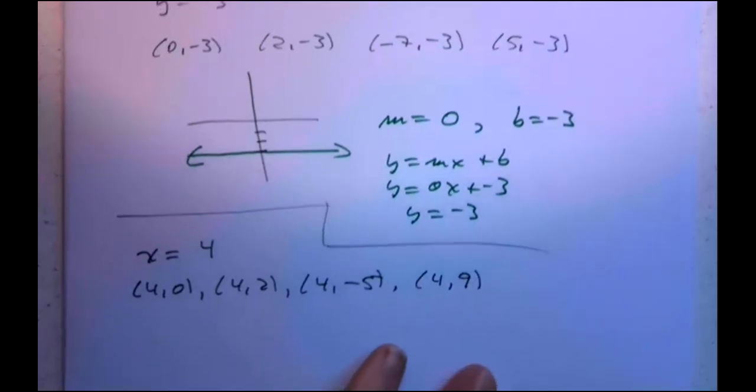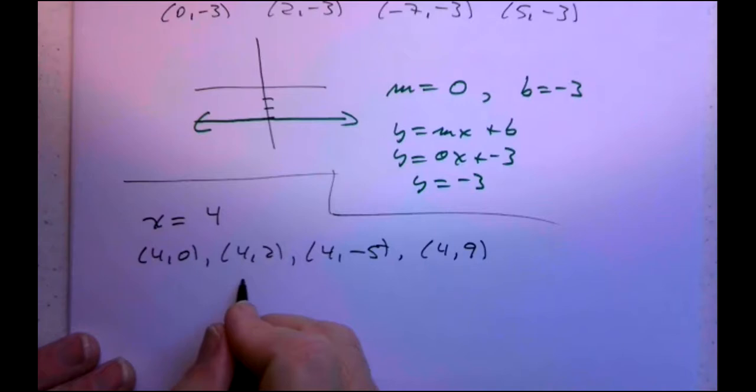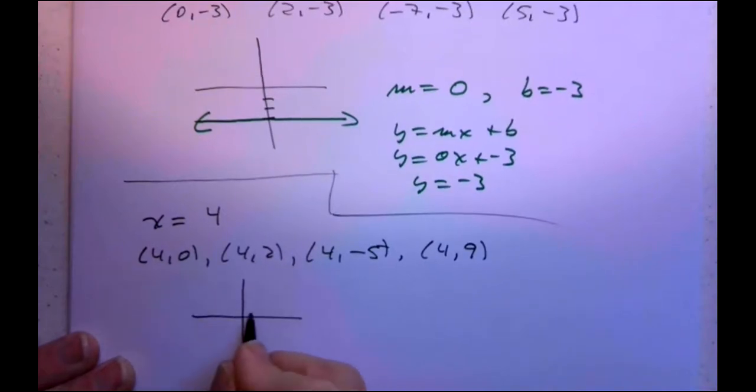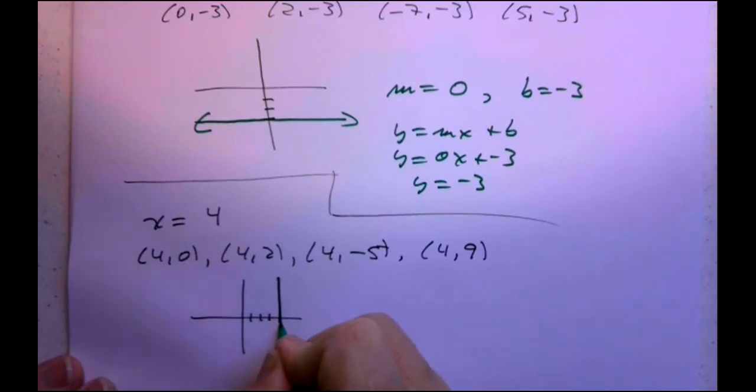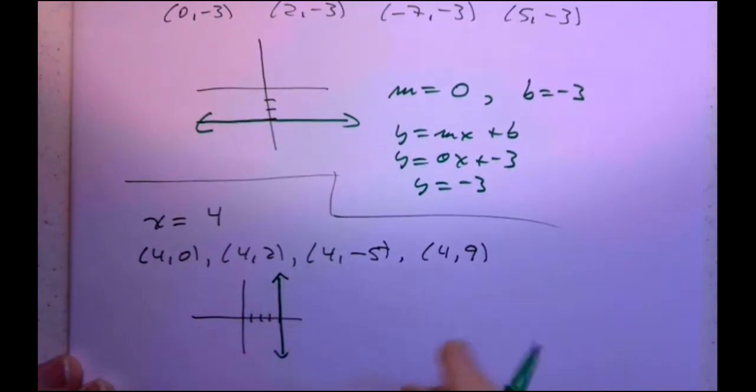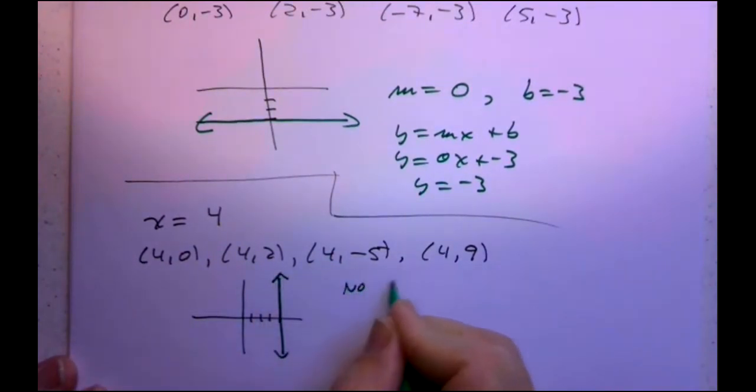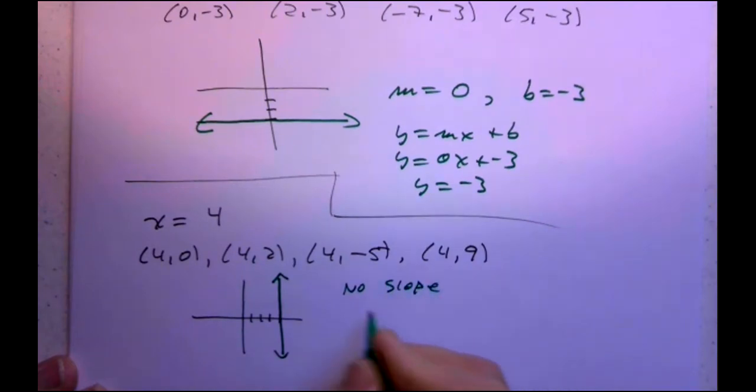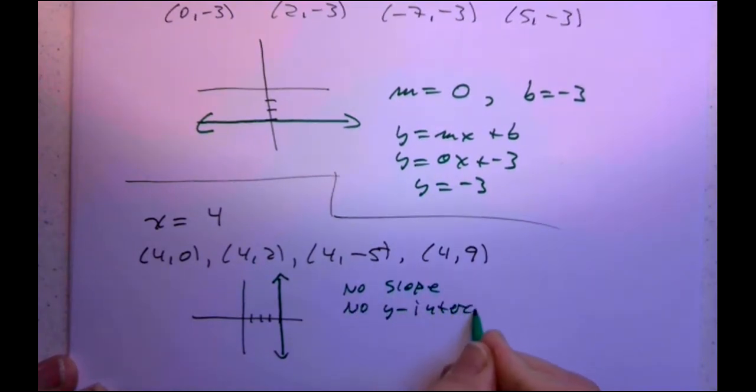So if we're going to graph that picture, x equals 4: 1, 2, 3, 4, all of the points where x equals 4. And again, this cannot be written in slope-intercept form. In this example, we will say there is no slope. By the way, there is also no y-intercept, right? In this example, it never crosses the y-axis.